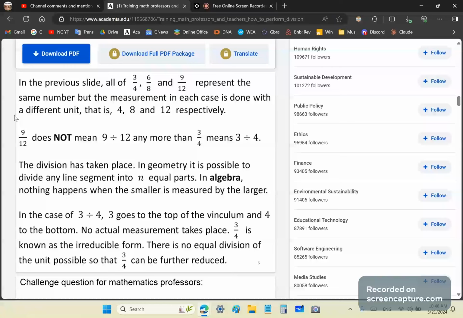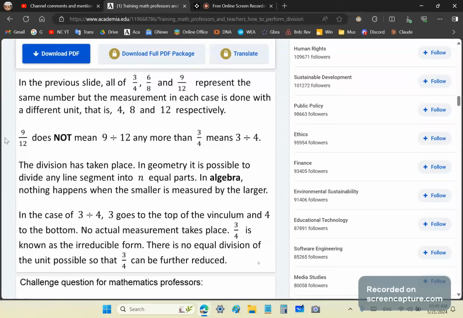So in the previous slide, all of 3/4, 6/8, and 9/12 represent the same number, but the measurement in each case is done with a different unit. That is 4, 8, and 12, okay? So in other words, in 3/4, we have 4 equal parts of the unit, and only 3 of those parts is the measure. Similarly, 8 equal parts, and only 6 of those is the measure.